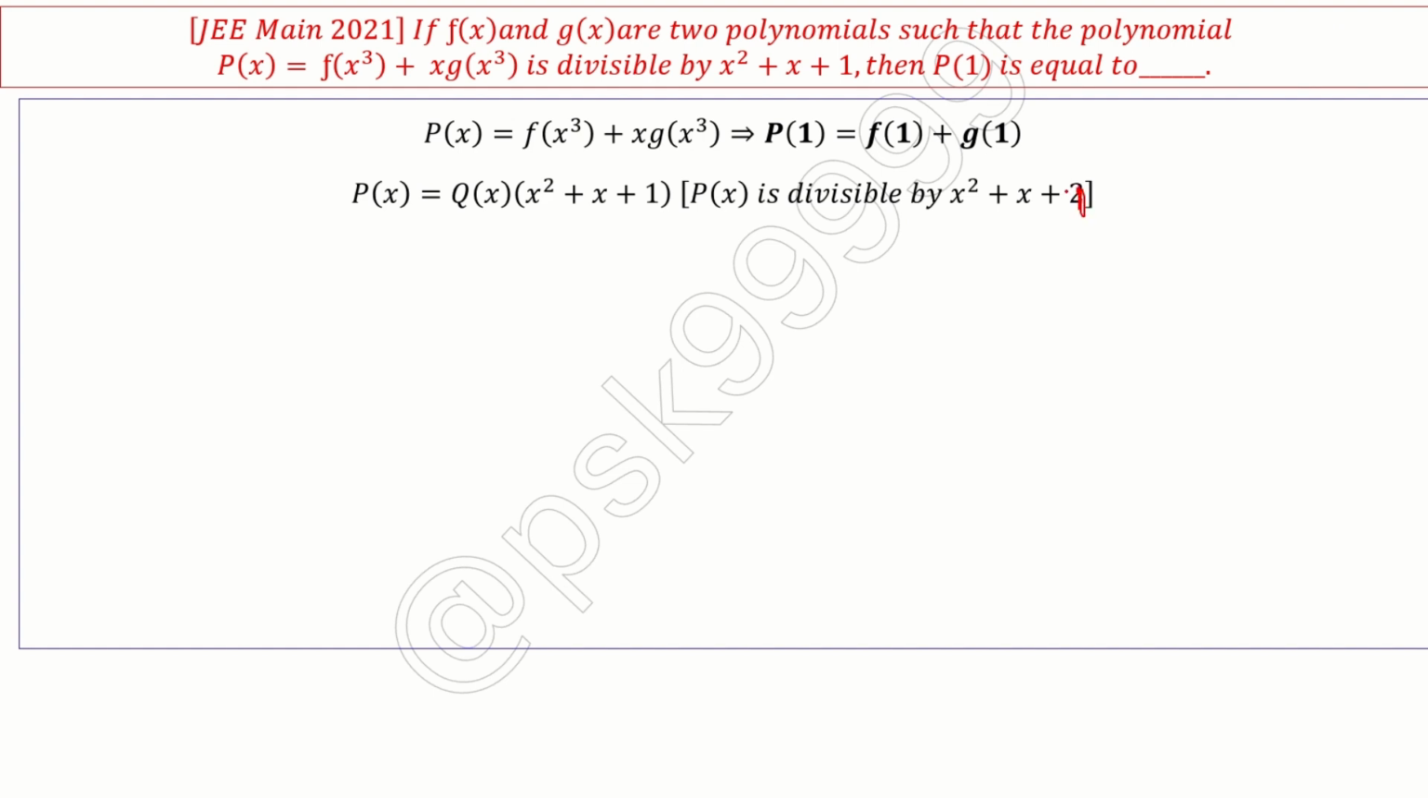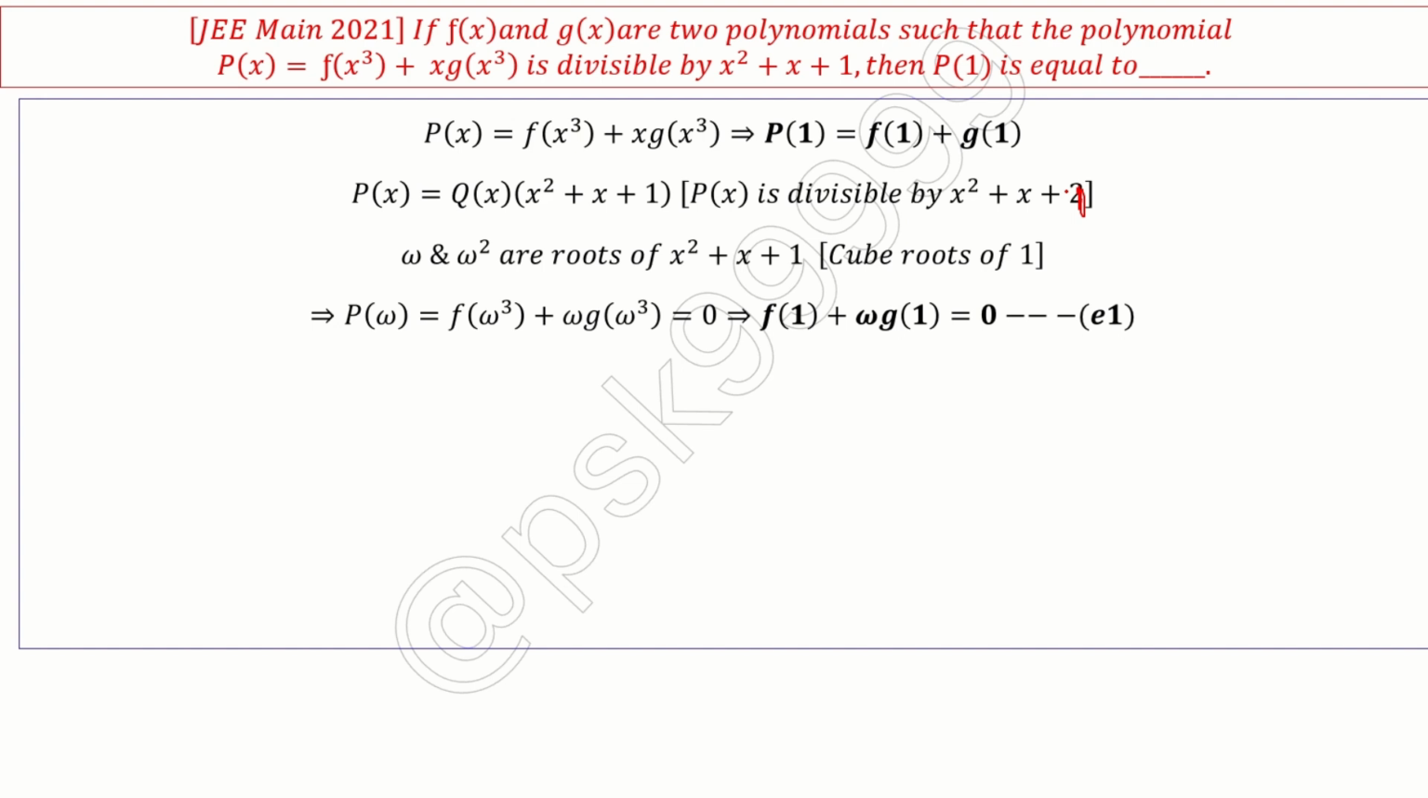Which means omega and omega square are both roots of p(x), right? So p(omega) is f(omega^3) + omega g(omega^3), which is equal to 0 because omega is a root of p(x). So omega cube, we know it is 1. So this is f(1) + omega g(1) = 0. This is one equation for me.